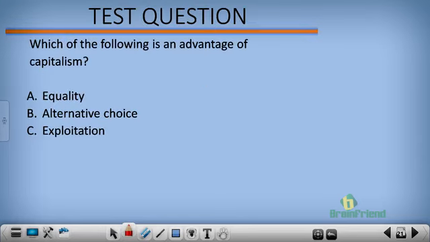Just a quick one. We're going to go through this short test for us to know how well we understood today's lesson. The question says, which of the following is an advantage of capitalism? A, equality. B, alternative choice. C, exploitation. If you picked A, you're wrong, because in a capitalist economic system, you do not have equality of income distribution or the like. If you picked B, you're right, because in capitalism, one advantage is that the consumers are being given alternative choices of different goods or products.